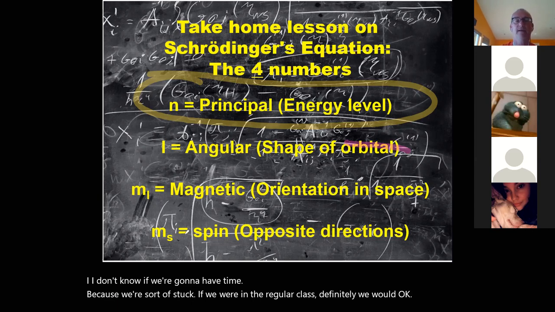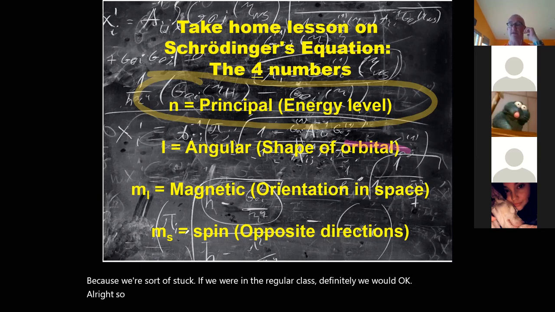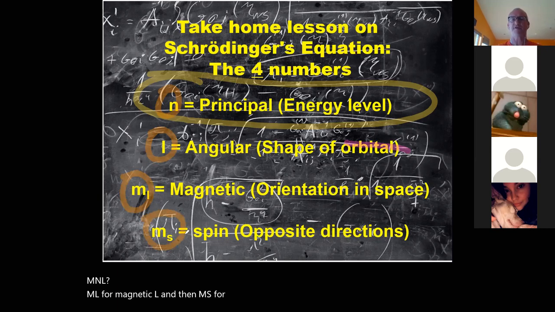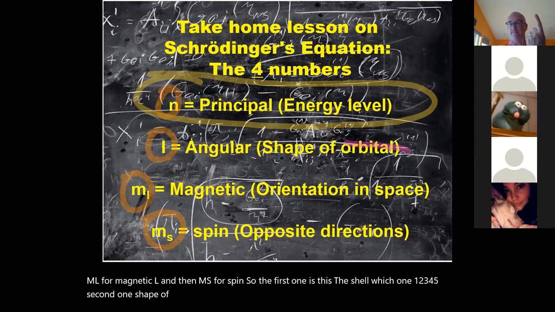All right, so first principle, these are the four numbers: N, L, M for magnetic, and then MS for spin. The first one is the shell. Which one? 1, 2, 3, 4, 5. Second one, shape of the subshell. So that would be our S, P, D, and F. And I need to change that from orbital, naughty.